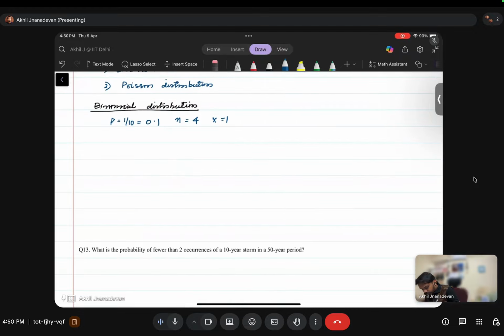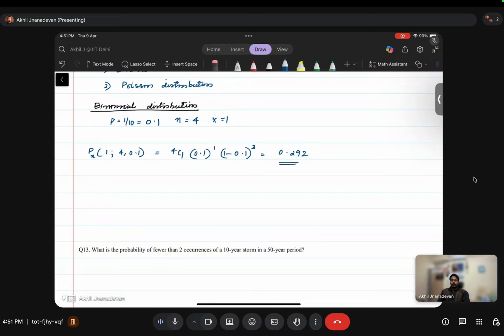So next is the substitution. So P of X equal to 1, parameters are 4 comma 0.1. That will be 4C1, right? p raised to x and 1 minus p raised to n minus x, that is 4 minus 1, 3. So this will be coming around 0.292. So this you already know. So we just have to find the parameters.